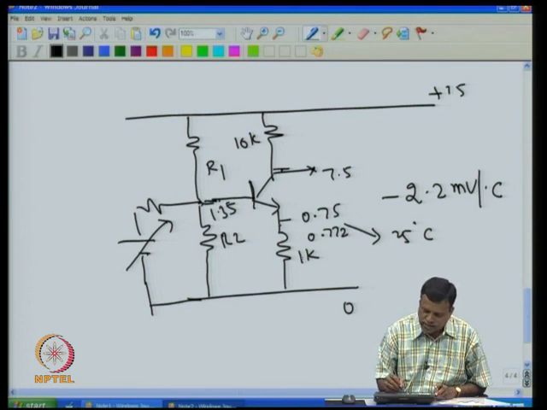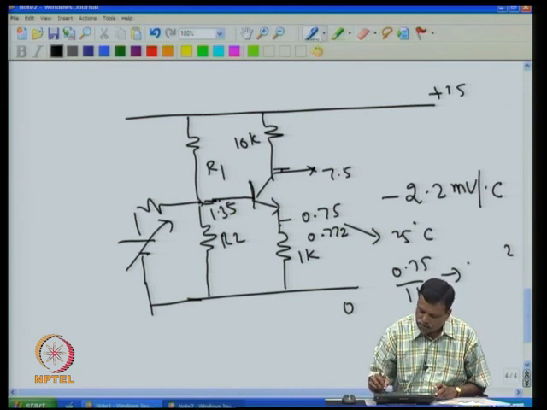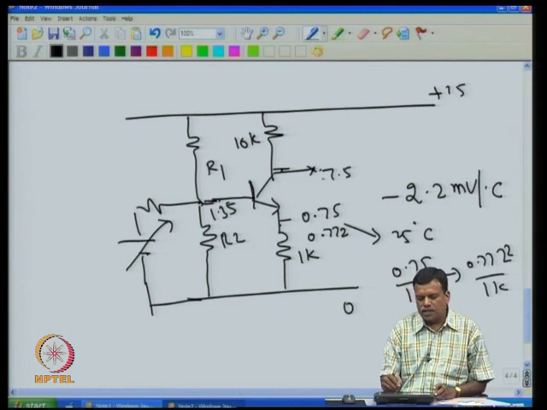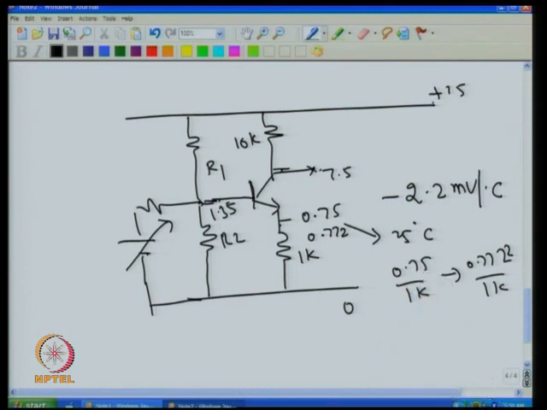That means the current in this will increase. The original current was 0.75 by 1K, now the current has become 0.772 by 1K. So once this voltage increases, this current also increases, that also increases this current, then this voltage decreases. That means the voltage at this point changes because of this voltage change and because of this base emitter voltage change.